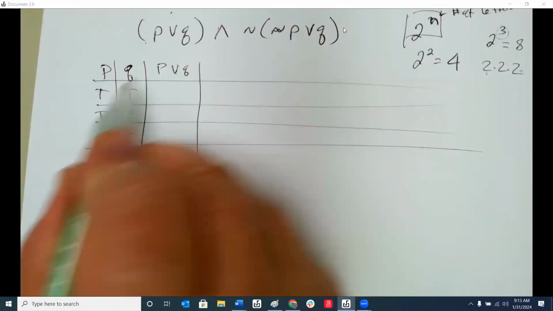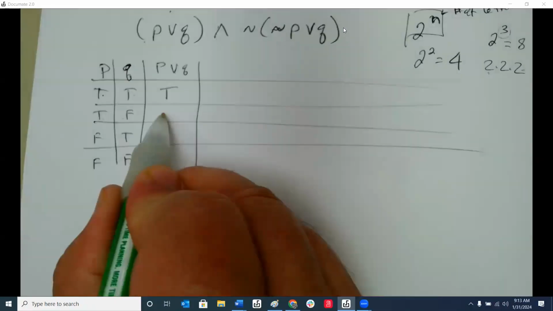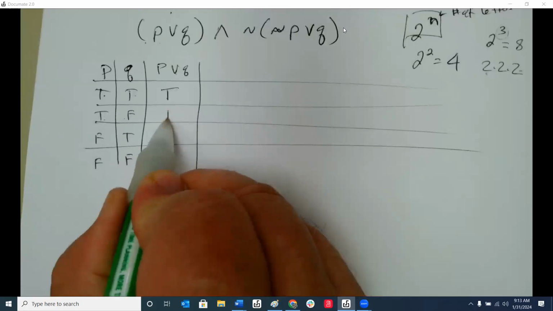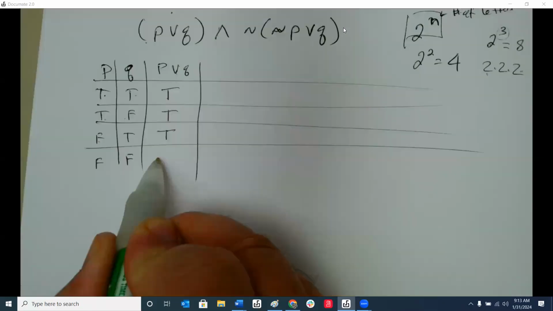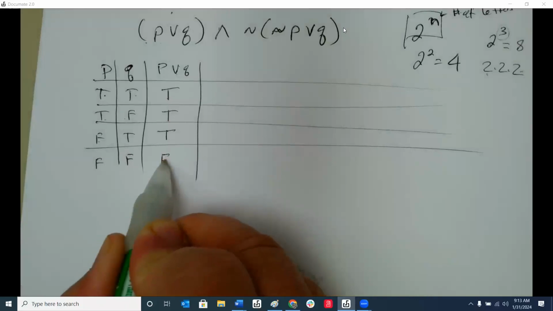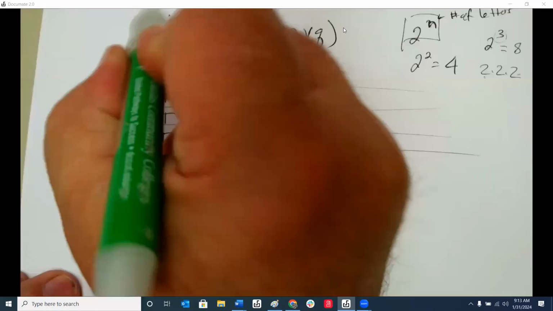This is the or statement. So true or true, true or false, false or true, false or false, false. The or statement is if we have 2 tunnels, if either one. So we built this one.